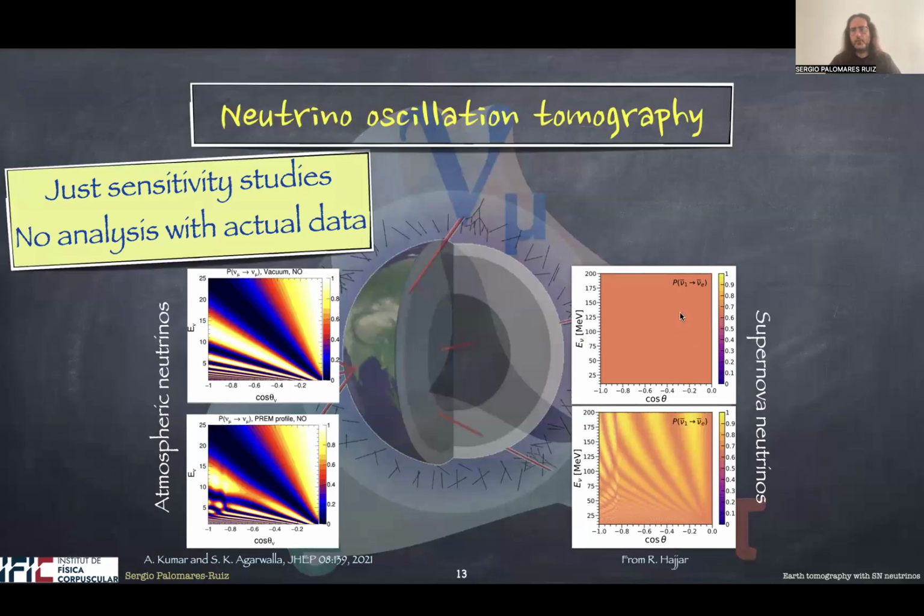In the case of supernova neutrinos, the expectation is flat before getting through the Earth, and we try to see if we can see all these distortions when neutrinos go through the Earth. I will not talk about atmospheric neutrinos, but I'm going to concentrate on supernova neutrinos.